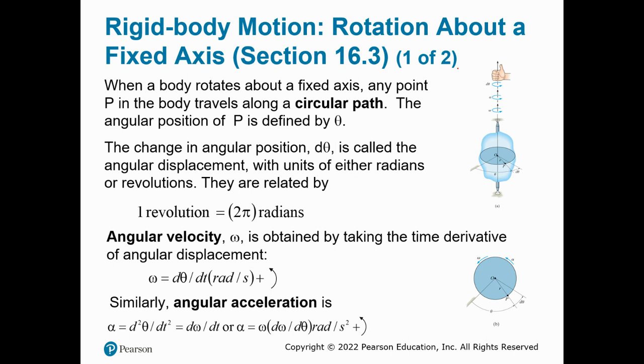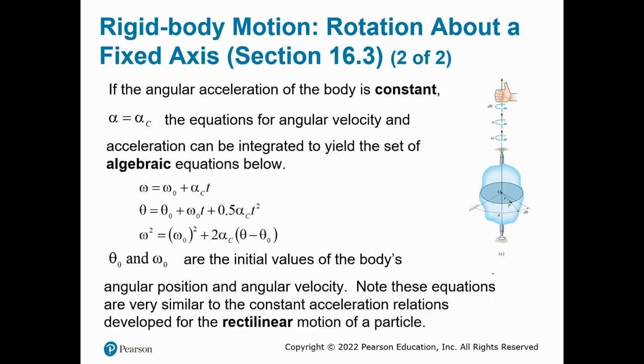Similarly, angular acceleration is the second derivative of theta with respect to time. So d theta squared over dt squared, or the first derivative of angular velocity with respect to time. So it's similar to what we learned before, except everything here is angular. Linear velocity becomes angular velocity, linear acceleration becomes angular acceleration. And the rest of the concept is all the same because we are rotating.